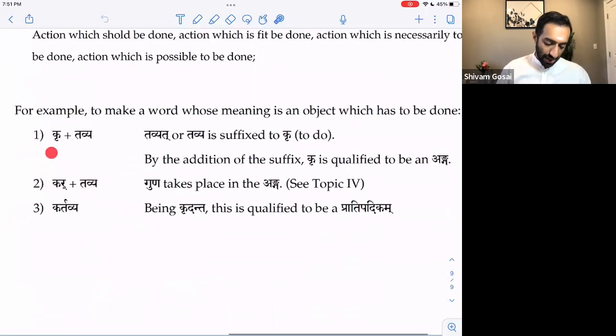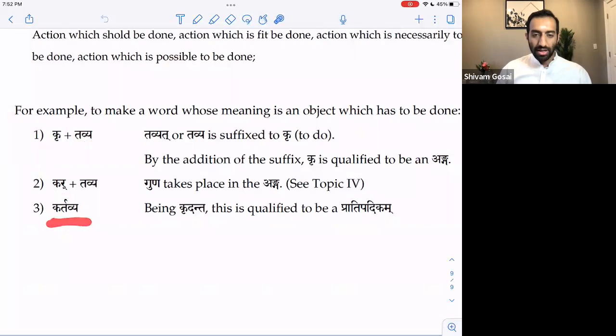So for example, we have kridatu plus tavya. Okay, tavya is one of these types of krit pratyaya. Tavya pratyaya gives the karmani sense. Okay, that's one thing. And second, it gives the sense of something which should be done. That's specific to this pratyaya, that you have this added sense of should be done. By the addition of this suffix, kr becomes an anga. You get guna, so it becomes kar. Kar plus tavya becomes kartavya.